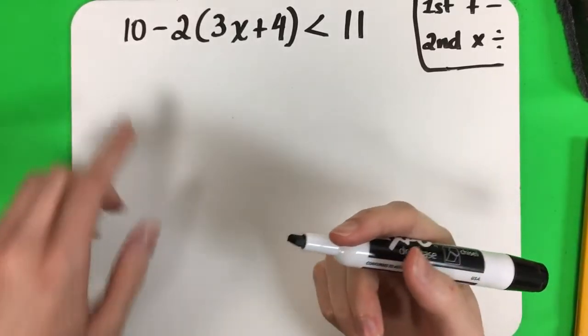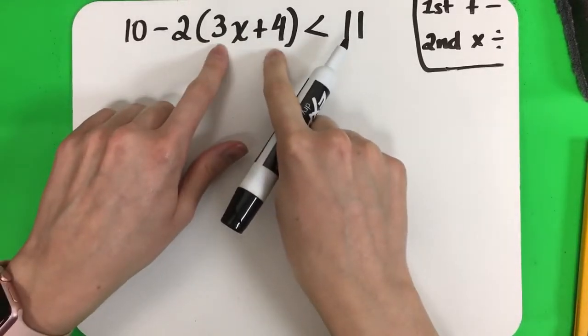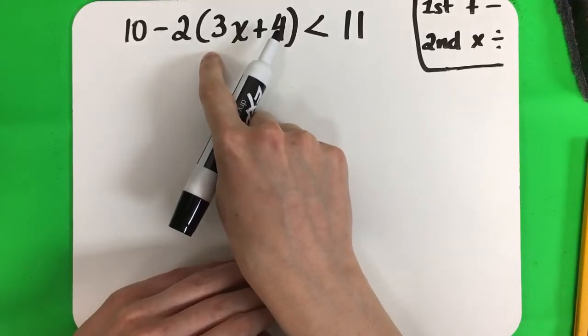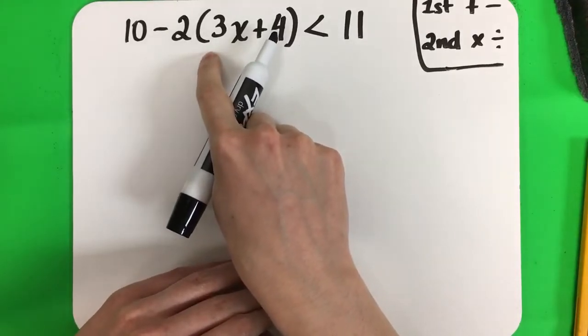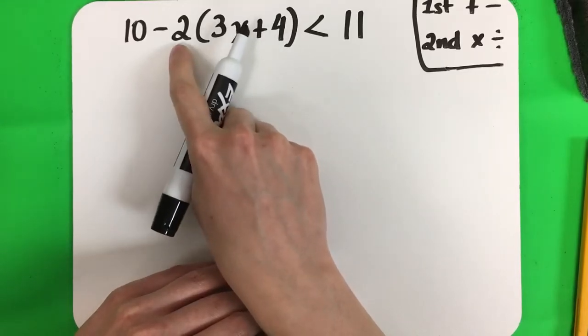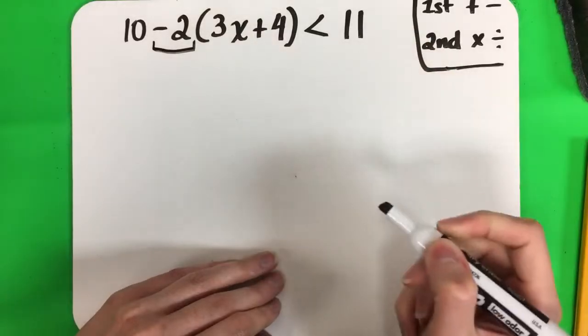Here's our first question. Okay, 10 minus 2 times 3x plus 4 is less than 11. The first thing that you have to do is the parenthesis. What number is directly in front of those parentheses? So, primero es los paréntesis. ¿Cuál número es directamente enfrente de los paréntesis? The number directly in front is -2.